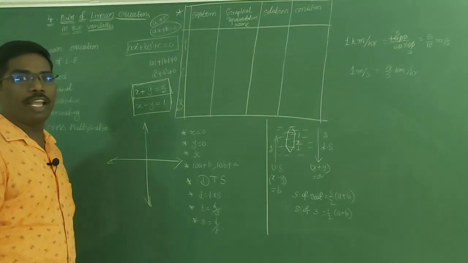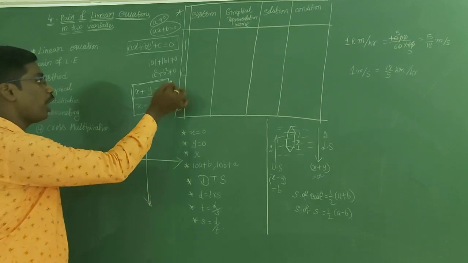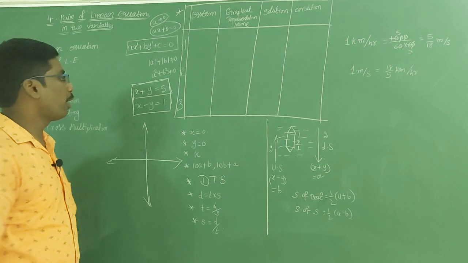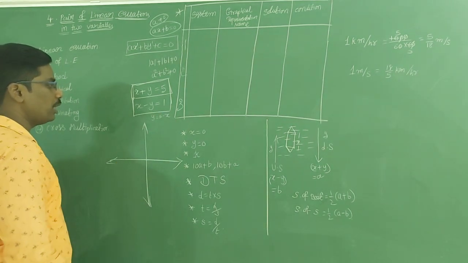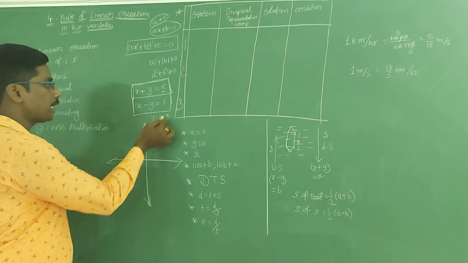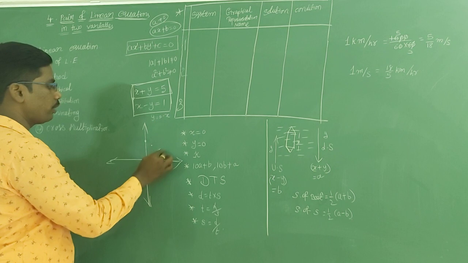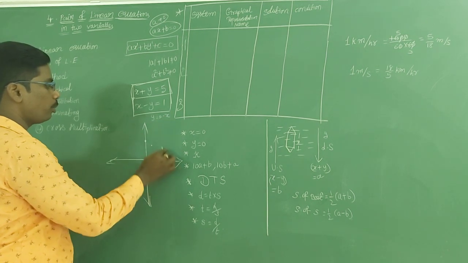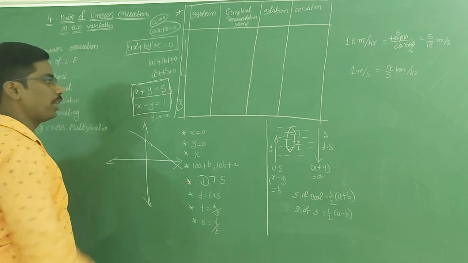Here the x-axis and y-axis will be there. In this x-axis and y-axis, see here, y is equal to 5 minus x. So x value 0 means y is equal to 5. x value 1 means y is equal to 4. x value 2 means y is equal to 3, x value 4 means y is equal to 2, x value 5 means y is equal to 0. So this is the one equation.